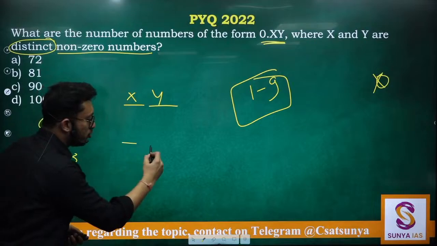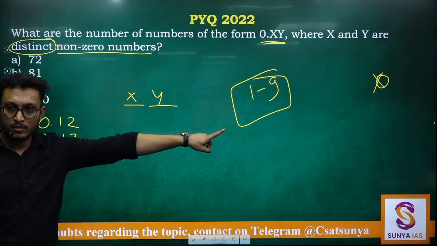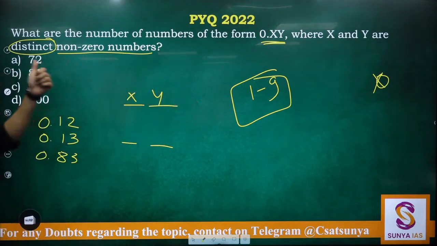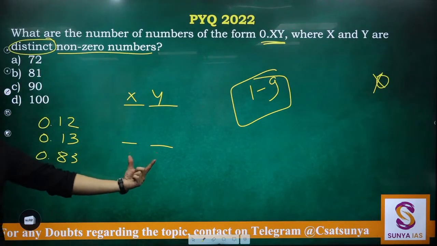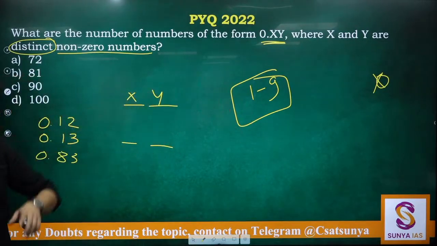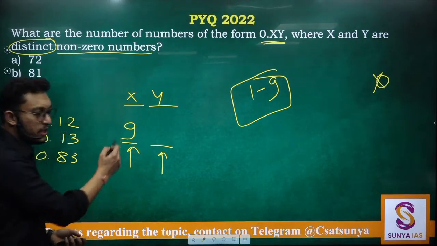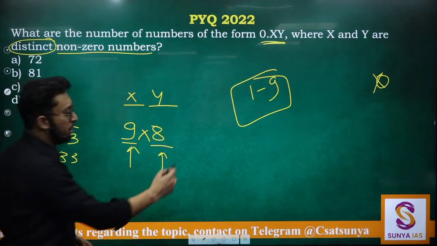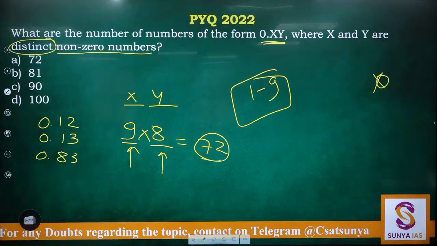That means I have these two places. I have digits from 1 to 9 to be filled here. I don't have a 0. I have digits only from 1 to 9 and they are to be distinct. That means I need to form a 2-digit number using digits from 1 to 9 without repetition. So 1 to 9, 9 options for this place. I cannot repeat, so 8 options for this place. In total I can form 72 such numbers.